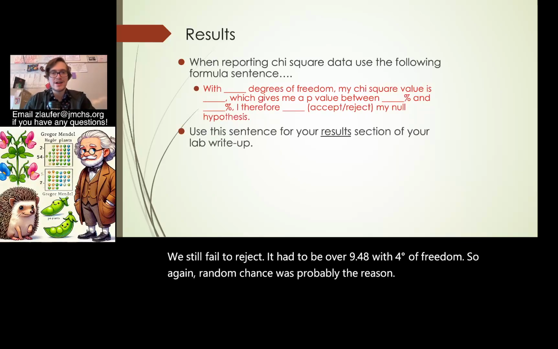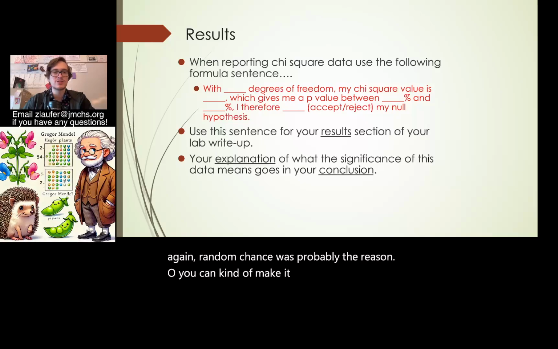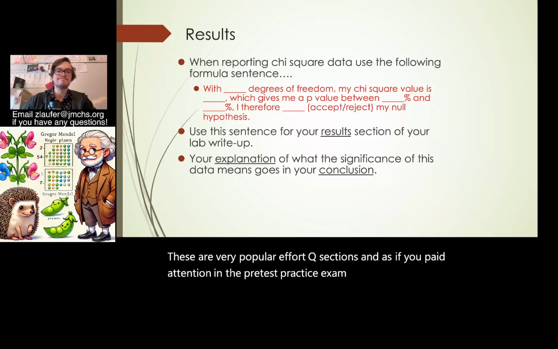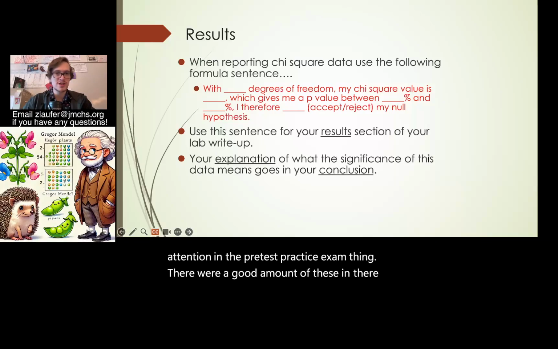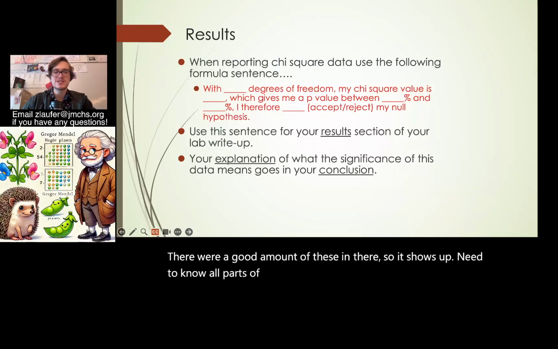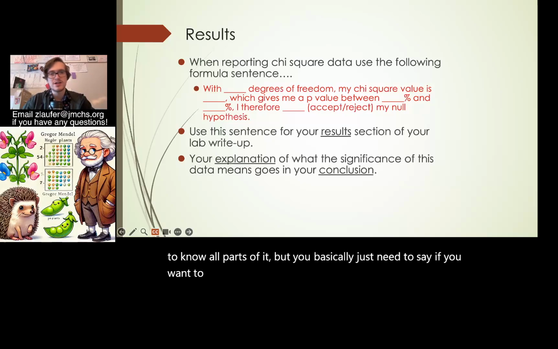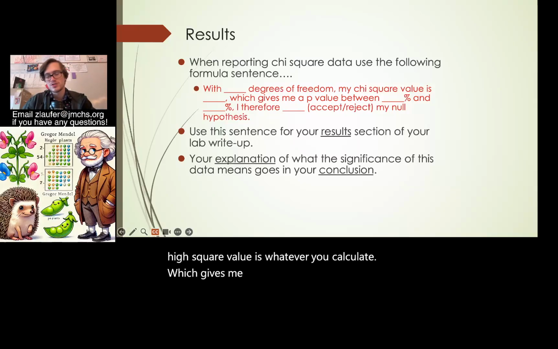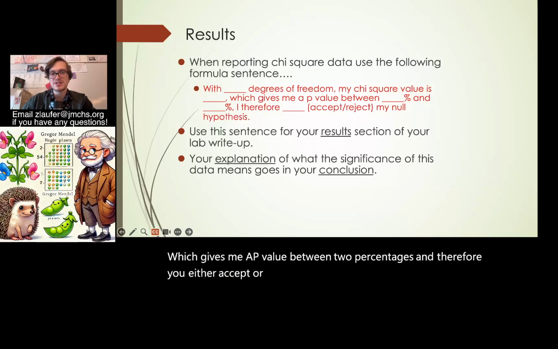You can make it formulaic in terms of how you write your conclusion statements. These are very popular FRQ sections, and if you paid attention in the pre-test practice exam, there were a good amount of these in there. So it shows up, and you need to know all parts of it. But you basically just need to say, if you want to be fully correct all the time, with blank degrees of freedom, my chi-square value is whatever you calculate, which gives me a p-value between 2 percentages, and therefore you either accept or reject your null hypothesis.